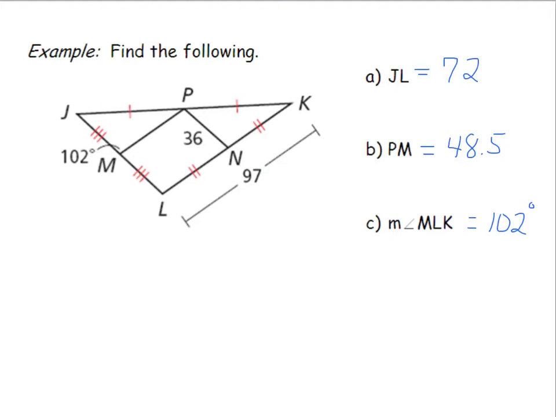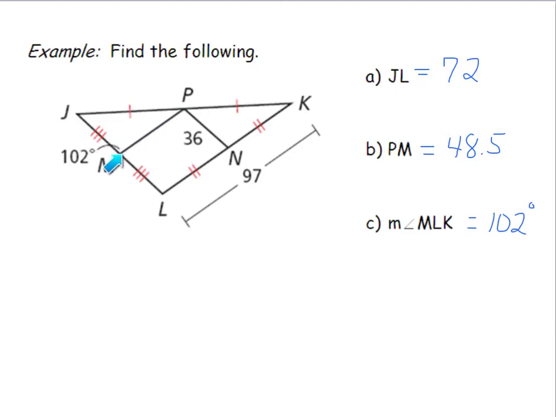So let's go ahead and take a look. Hopefully, for JL, you ended up getting 72, and here's the reason why. I'm looking at JL, and that's the side of the triangle. So the best way for me to figure out how much that is is to look for the midsegment. The midsegment, PN, is 36. If I take half of the side of the triangle, I would get the midsegment. So if I'm working from the midsegment to the side of the triangle, I'm actually going to double it. So my JL should end up being 72.